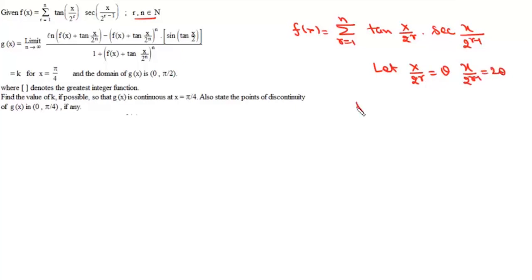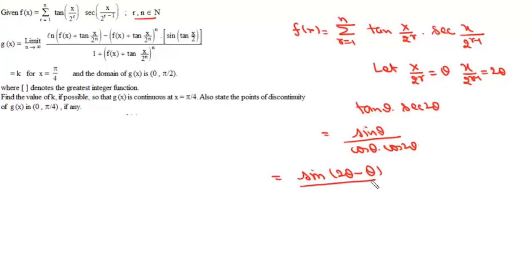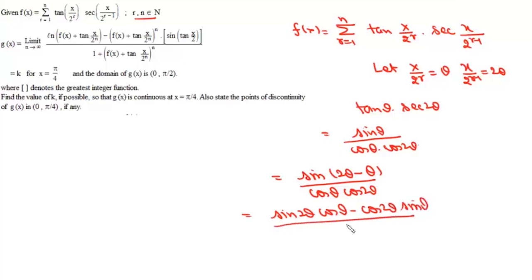So first we'll simplify this, which is tan theta into secant 2 theta, and what we'll do is write this as sin theta upon cos theta into cos 2 theta. Now we're going to write this sin theta as sin(2 theta minus theta) upon cos theta cos 2 theta. This is sin(a minus b), which is sin a cos b minus cos a sin b, upon cos theta cos 2 theta.